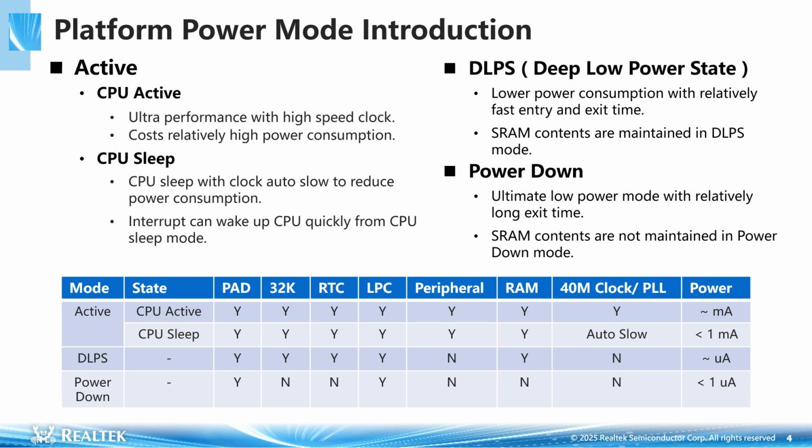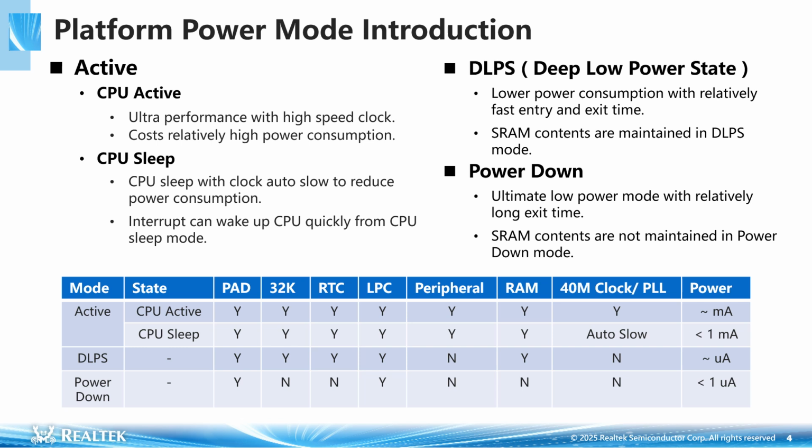The platform module is responsible for managing the CPU, RAM, peripherals, clocks, and other components. Depending on the current platform power mode, it will place the components into the appropriate power-saving state. Platform power mode primarily consists of the following three modes. Active, all modules are powered on. It can operate in the following two submodes.